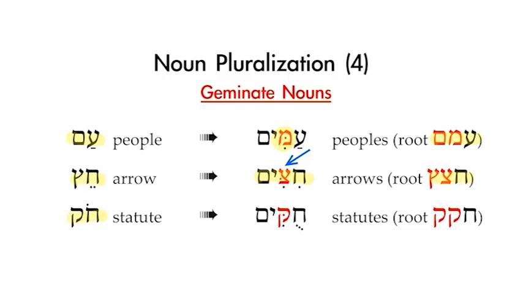Chok, the word for statute, is spelled in its lexical form with one kof, but it was originally a geminate noun where the second and third root letters were identical, or twins, chet, kof, kof, and that comes back in the inflected form where you've got the kof with dagesh forte. Now, not all monosyllabic nouns were originally geminate, but the class that was originally geminate will take this dagesh forte in the plural. That's how you can distinguish the two.